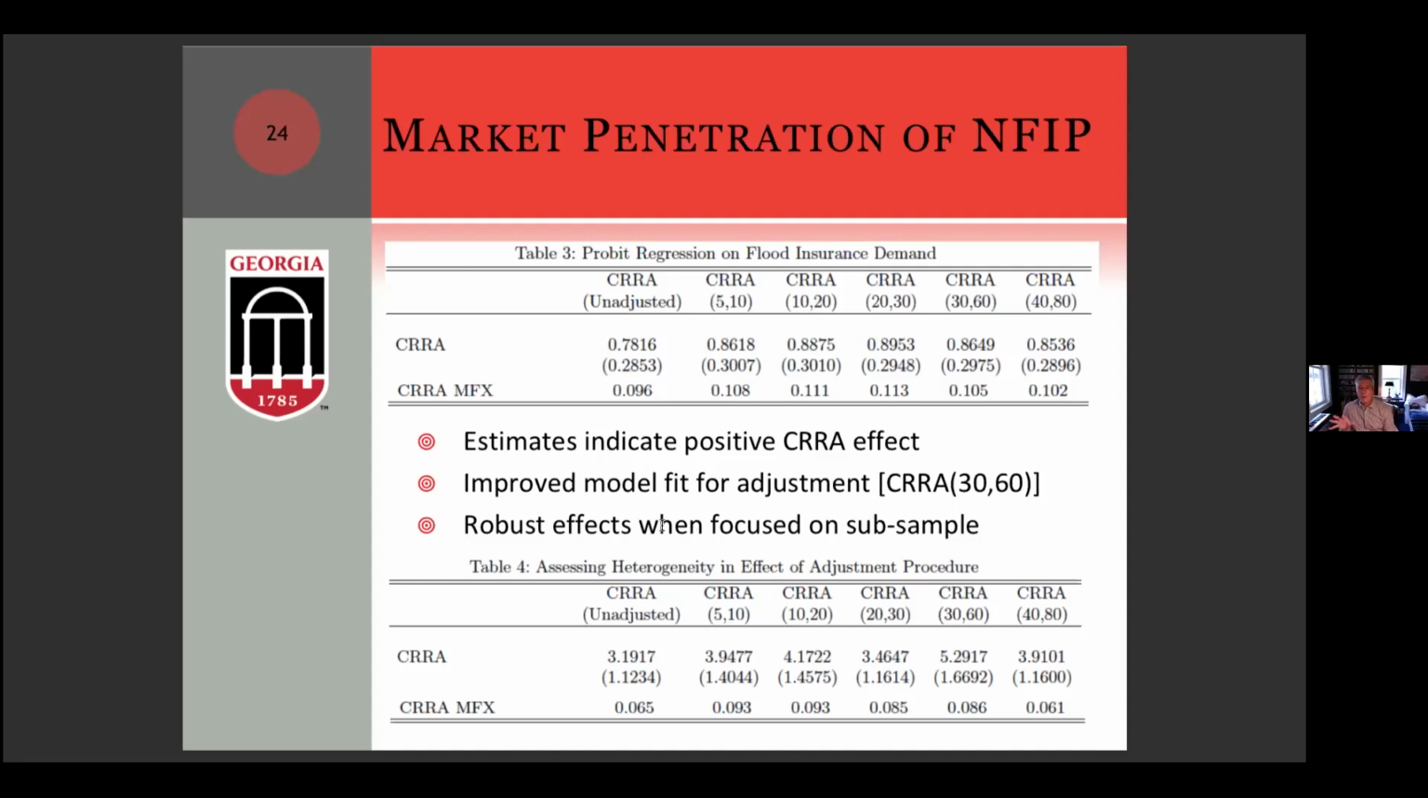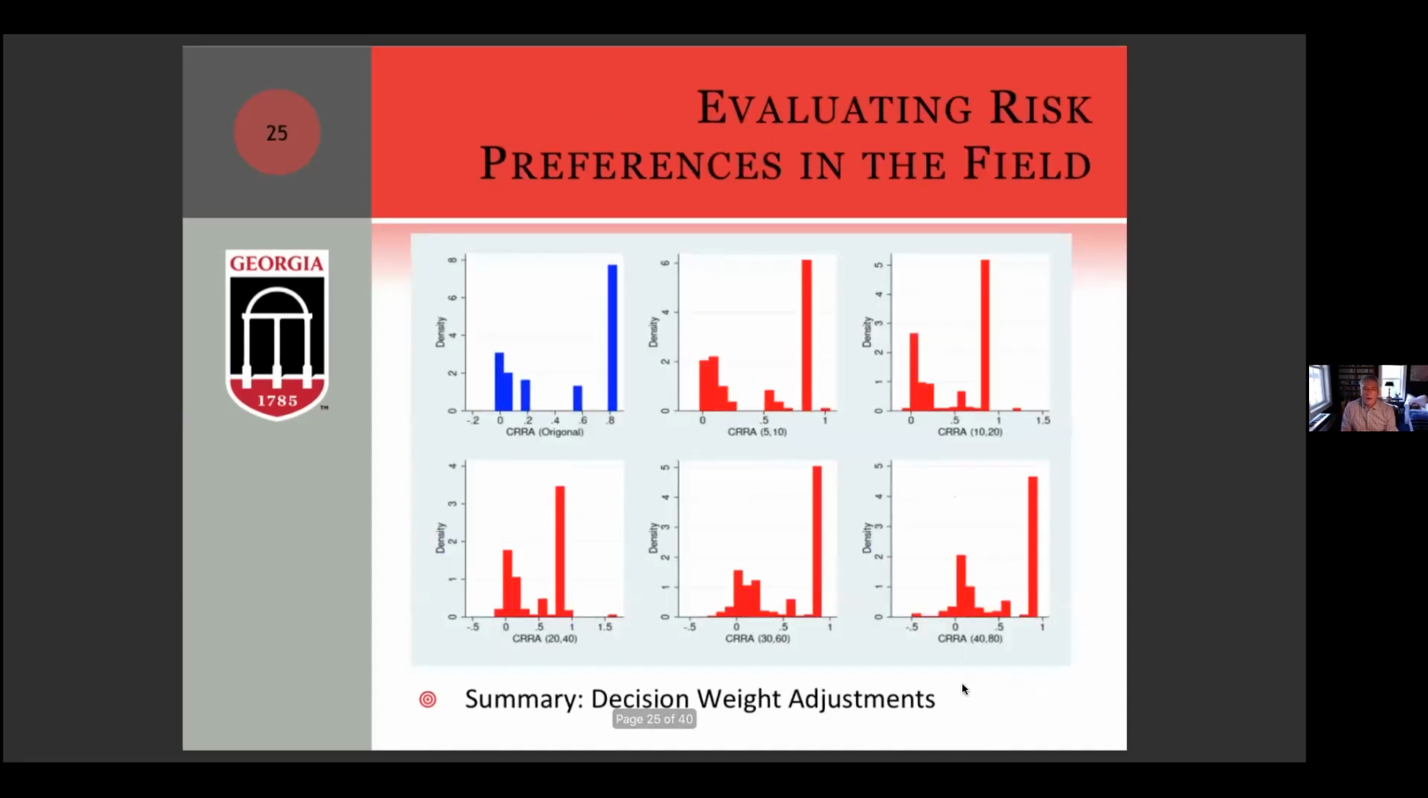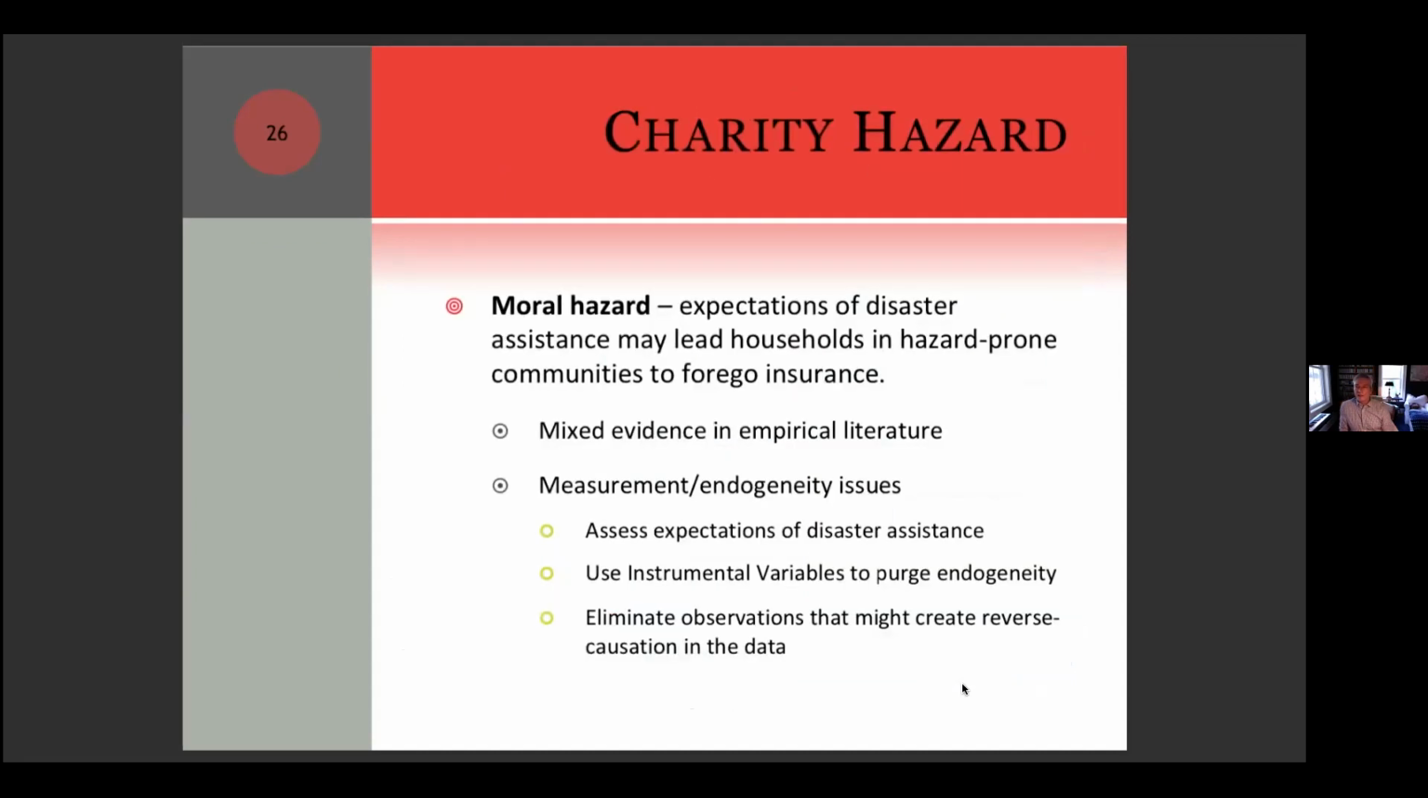So when we focus on the subsample of people who really their choice was impacted by our adjustment, we find that the model that adjusts their perceptions 30 to 60% is the best fitting model. So that does tell us that we can't just assume that historical probabilities are what people use when they're participating in a field experiment. And again, we have marginal effects here that suggest the impact of being more risk averse could increase the likelihood of having flood insurance by about 8 to 9%. And this just kind of shows you what the adjustments look like based on the original data versus the adjustments. Just a pretty picture.